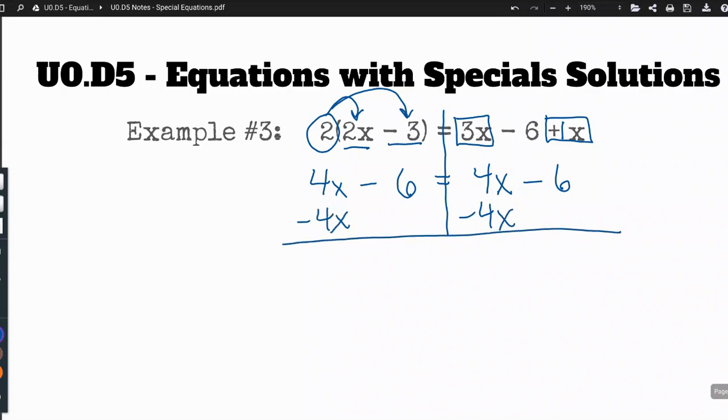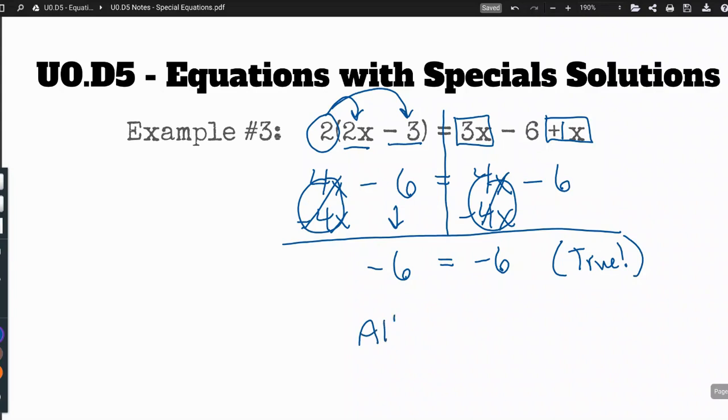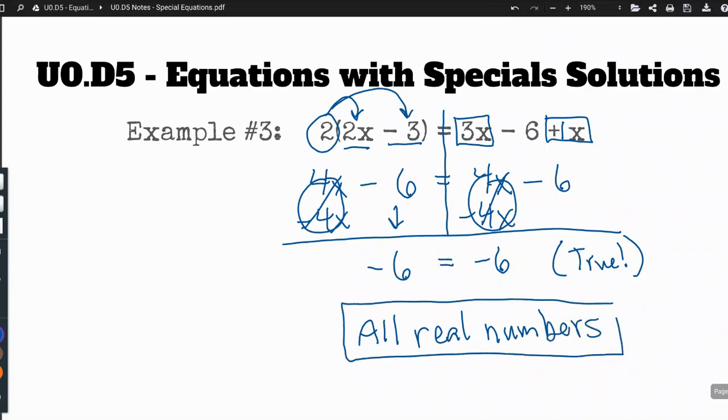Now when I do that, I end up canceling out because it equals 0. 4x minus 4x is 0, and 0 minus 6 is negative 6. And the same thing happens on the other side. 0 minus 6 is negative 6. Now notice again here that I do actually make a true statement, that negative 6 does equal itself, so I would answer this by saying all real numbers. Any value for x would actually make that equation true.